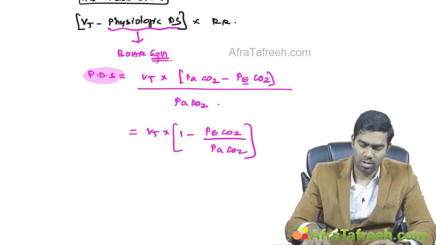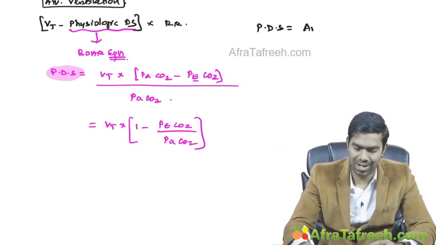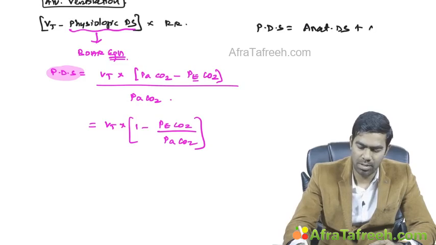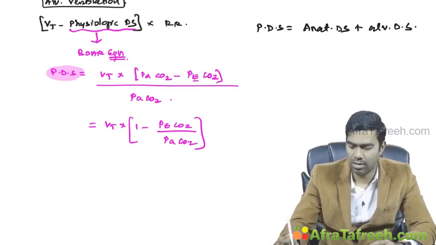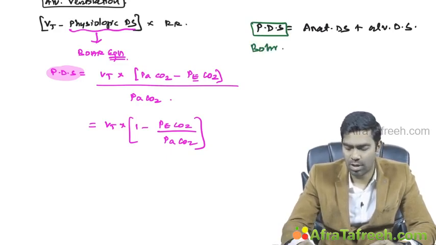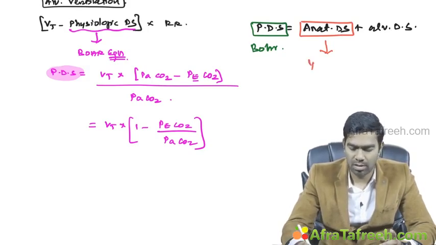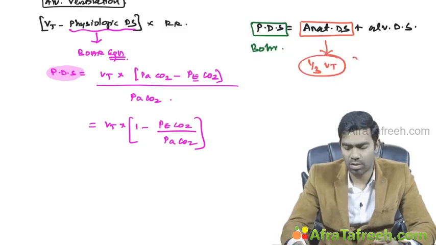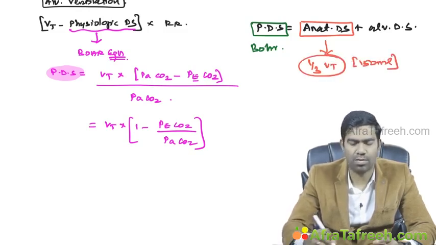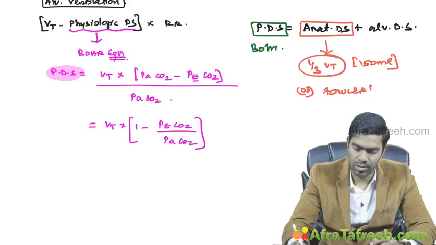So now you know that physiological dead space is a sum of anatomical dead space plus alveolar dead space. Now you have found out the physiological dead space through the Bohr equation. But how can you find out this anatomical dead space? Anatomical dead space can be found out either by a routine formula of 1/3 of tidal volume, or your physiology textbooks will give approximately 150 ml. Or if you want to find out accurately, you have a method called Fowler's method, which you have discussed in the PFT section.